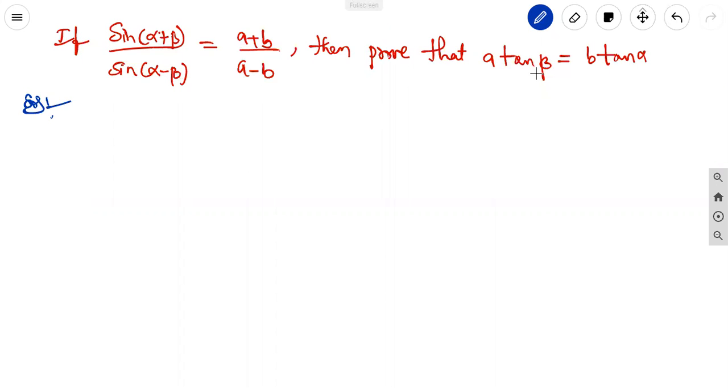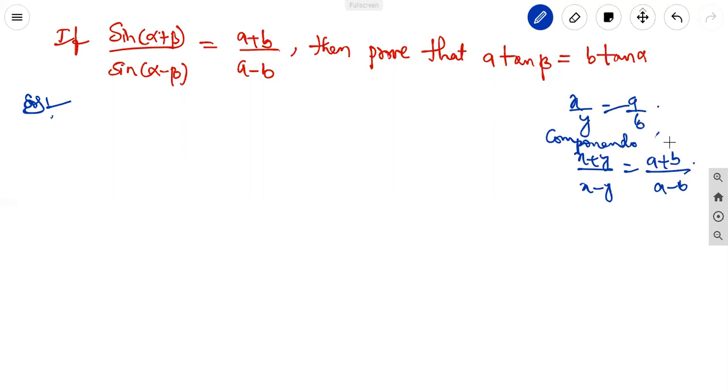For such types of problems, we use the componendo and dividendo method. What does that mean? Suppose x by y is equal to a by b, then we can take x plus y by x minus y equal to a plus b by a minus b, like that. This is called the componendo and dividendo method.